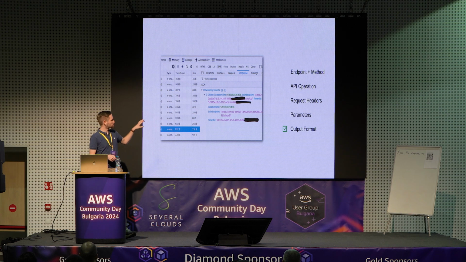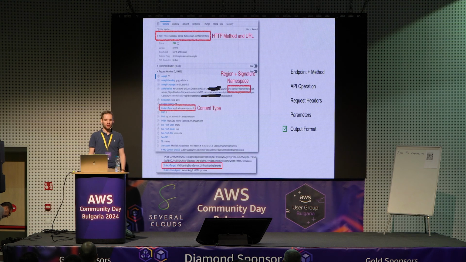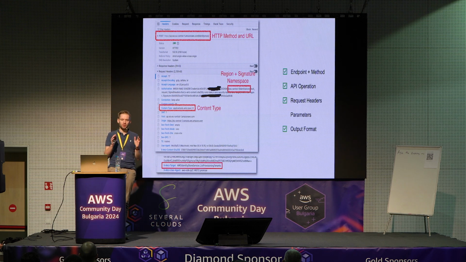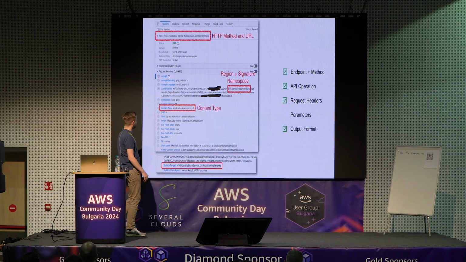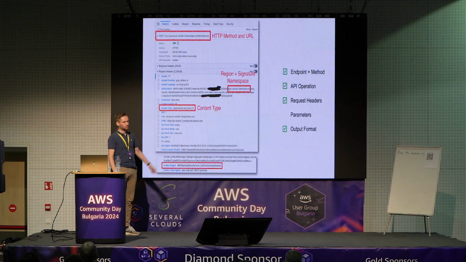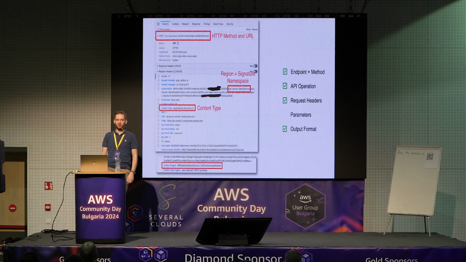So the output structure is fairly simple. We can find out the rest of the information by going to the headers tab. We'll find our endpoint and method at the top. It's an HTTP POST request to a common API endpoint. We can see the headers that we need to set, mainly the content type here. That's something you will find out through trial and error.